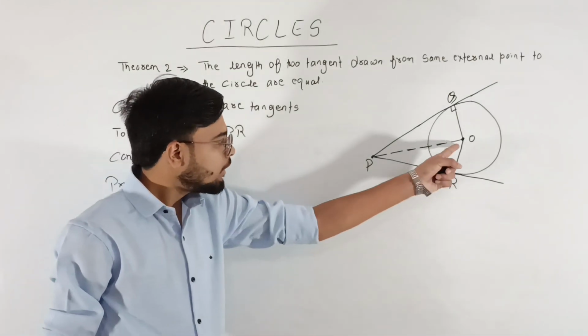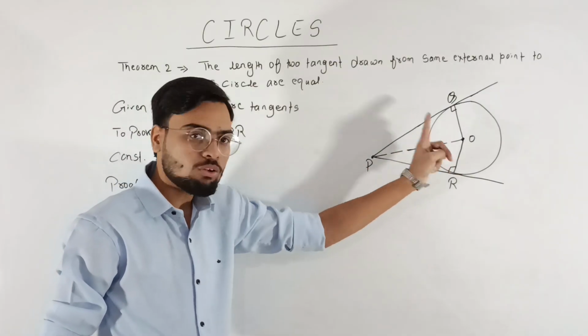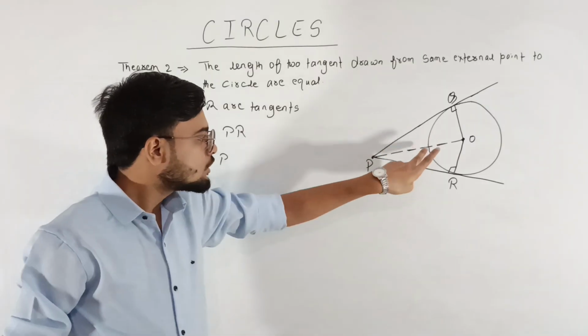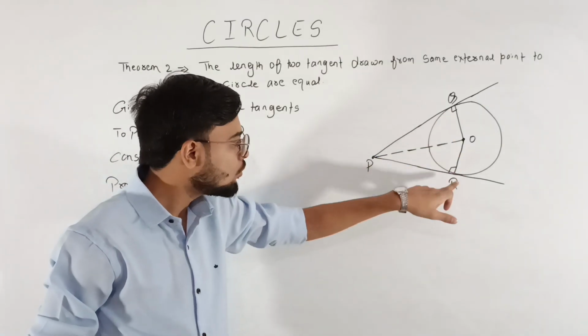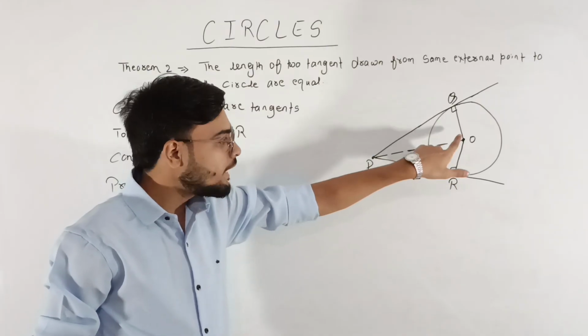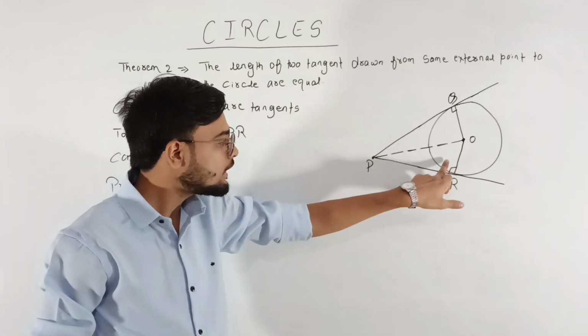Now look, after joining OP, we have two triangles. The first triangle is PQO, and the second triangle is PRO. So look here, for these two triangles, OQ, this angle Q is 90 degrees, and OR, again this is 90 degrees. Why? Because the tangent and the radius are perpendicular at the point of contact. So this is 90 degrees, 90 degrees.